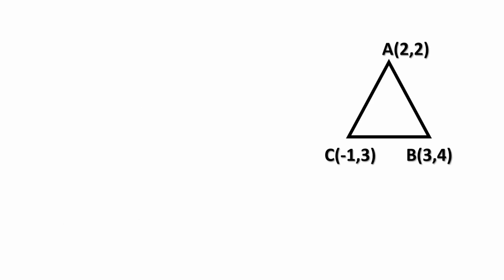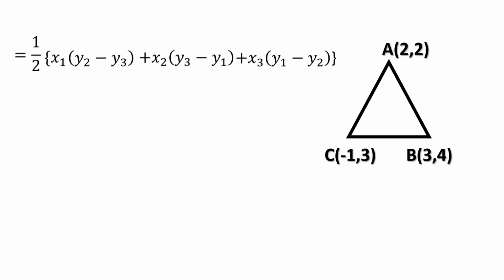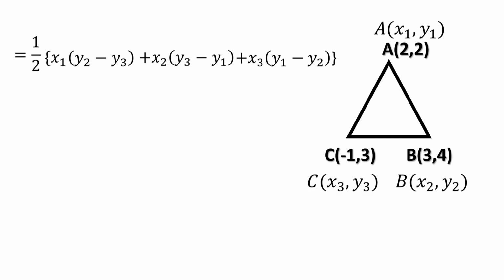Well, let us have the triangle with the respective vertices A, B, C. Let us substitute the values in the formula. Let these points be (x1, y1), (x2, y2) and (x3, y3). Substitute the values: half into 2 into (4 minus 3) plus 3 into (3 minus 2) plus (-1) into (2 minus 4).